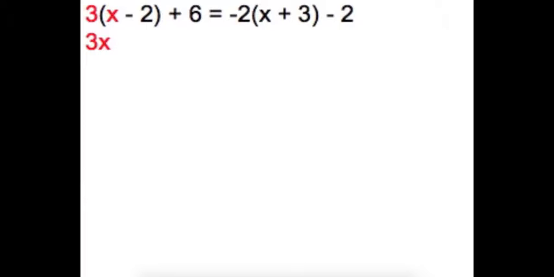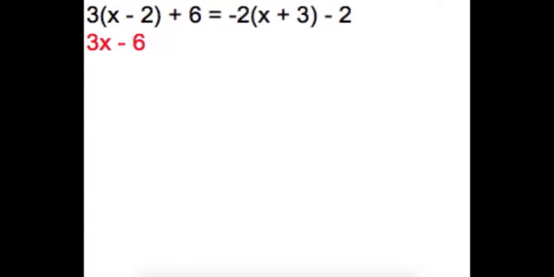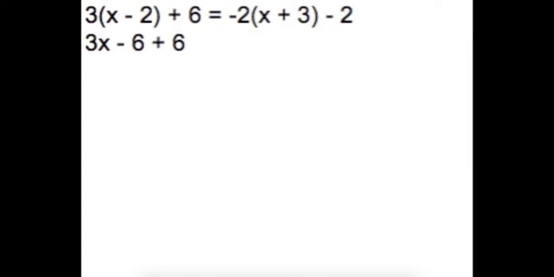We will start by doing 3 times x, which is 3x. Next, we will do 3 times negative 2, which is negative 6. So, simplifying 3 times the quantity x minus 2 using the distributive property, we get 3x minus 6. We can bring the remainder of the left side of the equation down, which is plus 6.